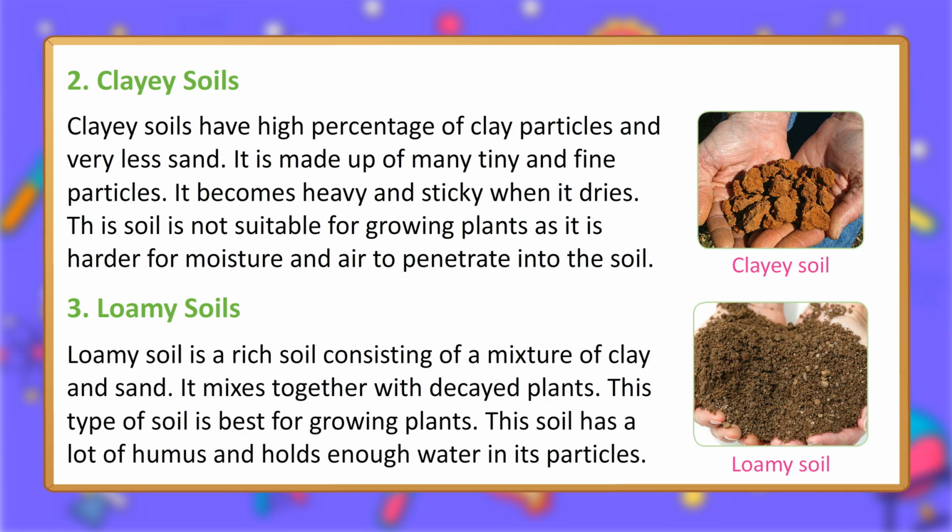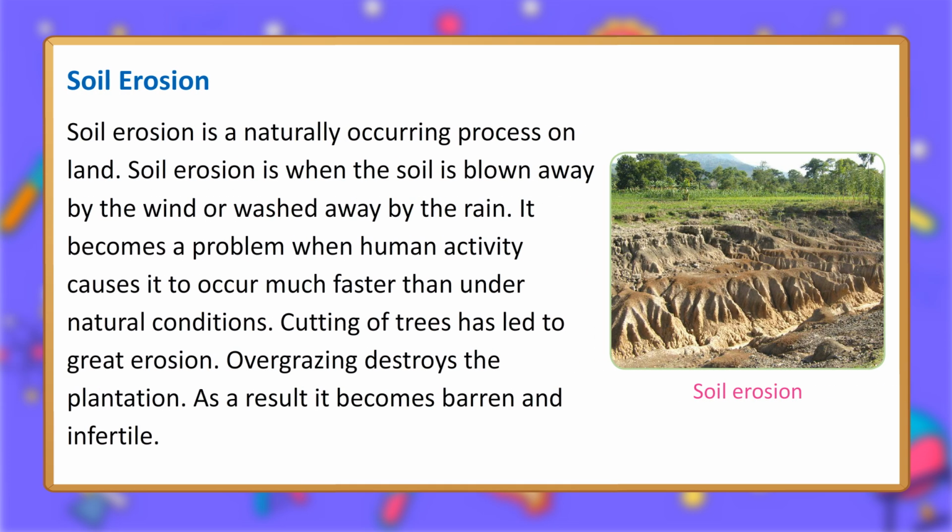3. Loamy soils. Loamy soil is a rich soil consisting of a mixture of clay and sand. It mixes together with decayed plants. This type of soil is best for growing plants. This soil has a lot of humus and holds enough water in its particles. Loamy soil.